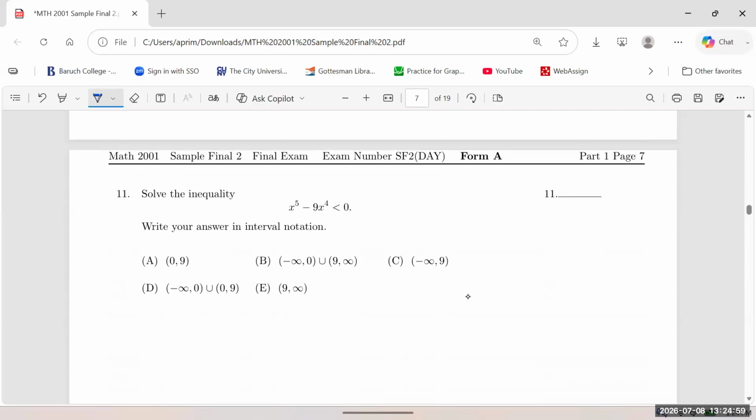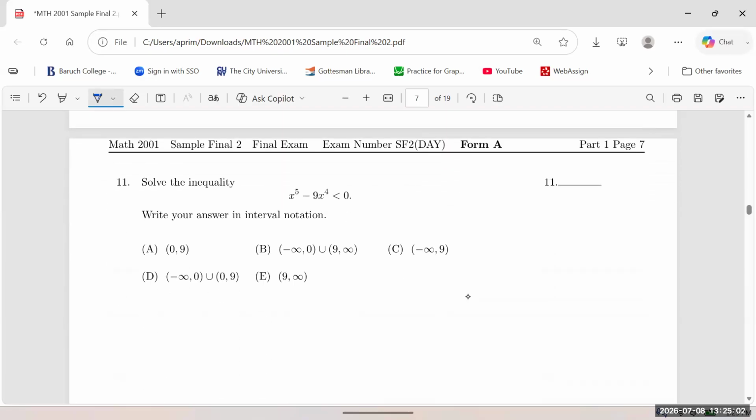Okay, inequality. We just did the inequality. They both have x to the 4. So you factor out x to the 4, you get x minus 9. So x is 0 and x is 9. But x equals 0 has what multiplicity? Even. And x equals 9? Odd.